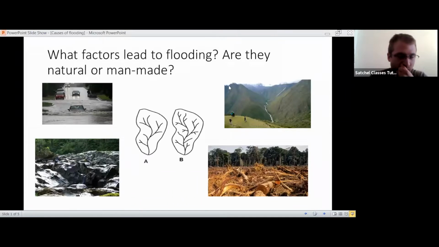So first of all, our key questions that we need to address are: what factors lead to flooding? There are 5 on the screen there, so we'll just highlight those as examples that we can refer to, and consider whether they are natural or man-made. So first of all, think about what each picture might resemble. Give yourself a little bit of time just to look through this.